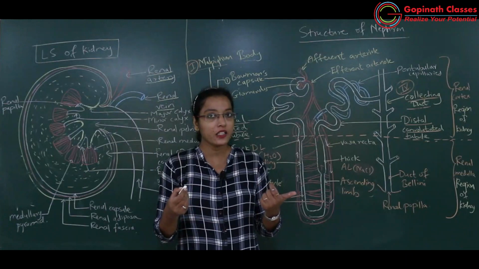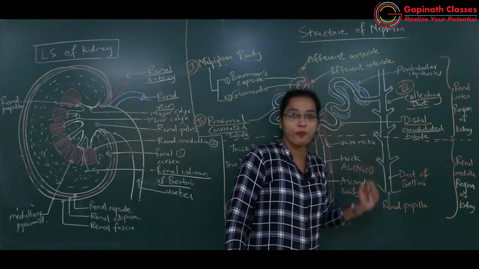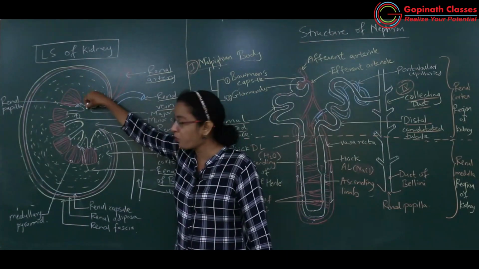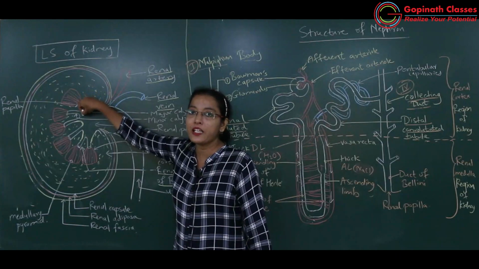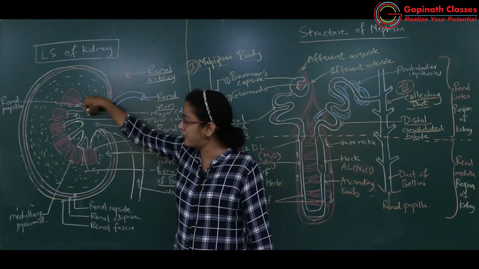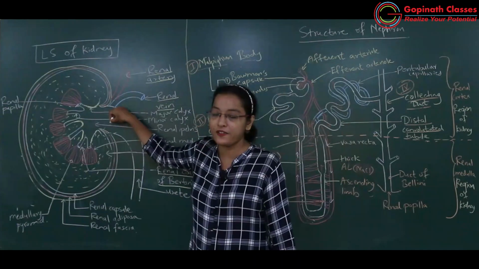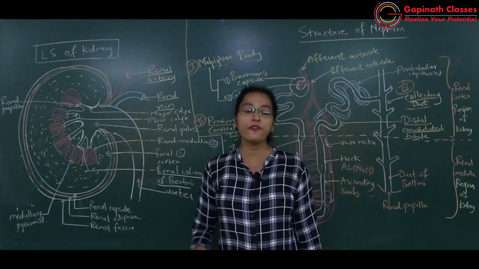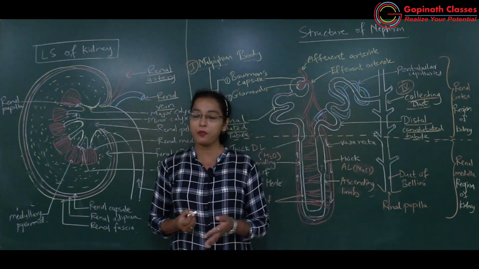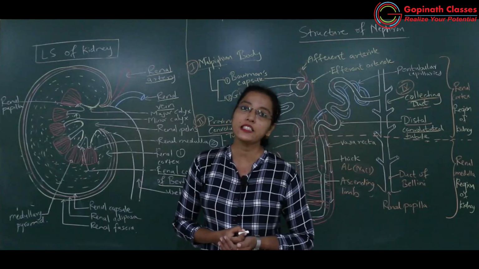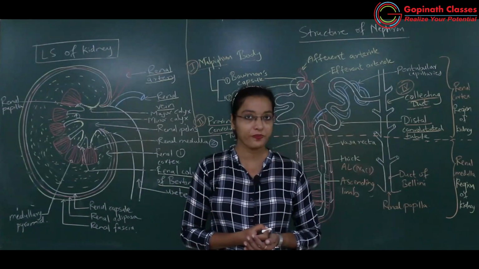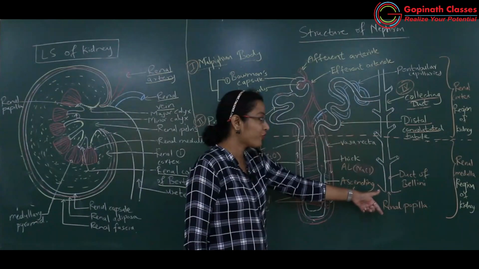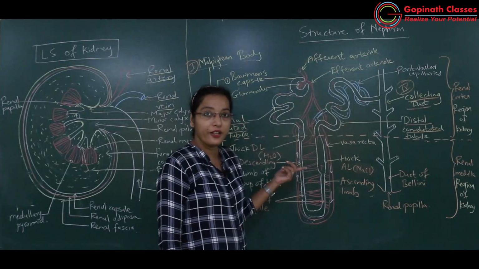So many collecting ducts are opening in the duct of Bellini, and the duct of Bellini is opening in the renal pelvis. The renal pelvis is opening in the minor calyx. Many minor calyces unite to form the major calyx, and the major calyx will open in the renal pelvis. The renal pelvis will further open in the ureter, and then the urine will be stored in the urinary bladder for some time, and afterwards it will be released out of the body through the urethra. Got it? So this is how conduction of urine takes place in the nephron.